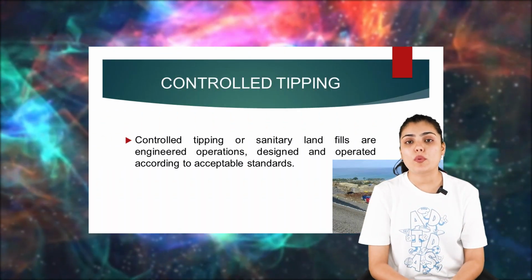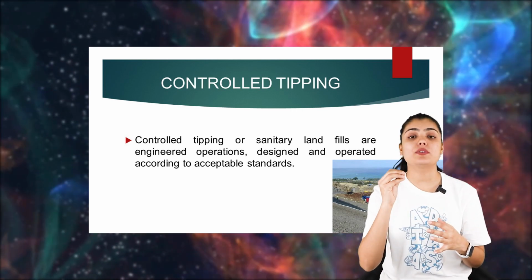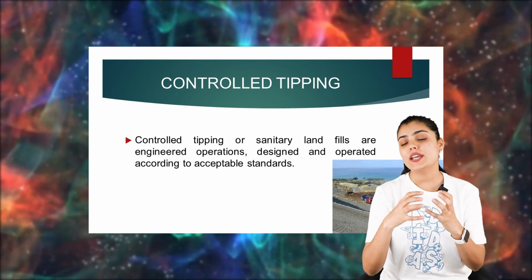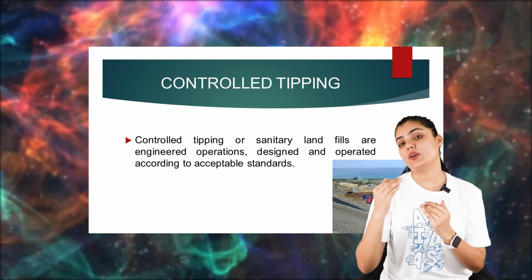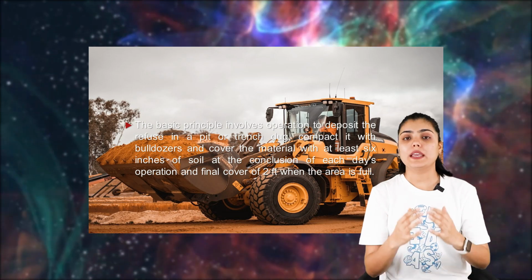The second method of waste disposal is controlled tipping. Controlled tipping is also called sanitary landfills. Sanitary landfill or controlled tipping is an engineered operation and it is used according to acceptable standards. Let's understand the basic principle of controlled tipping. In controlled tipping, a particular area is selected for disposing the waste material, but the waste material is not disposed in the open area like that. A pit or a dug is made in that area and the waste material is disposed inside the pit that is formed and it is covered by the dug out material.